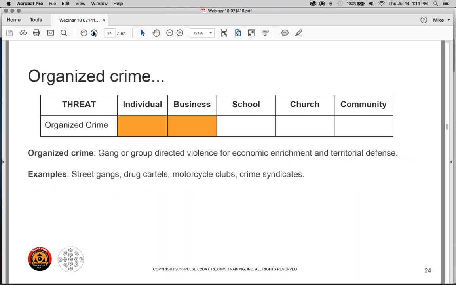Organized crime, in this case, we're talking about gang or group-directed violence, generally for economic enrichment or the defense of a territory. Examples of this would be street gangs, drug cartels, motorcycle clubs, crime syndicates like the mafia. Typical targets are individuals who would be the subject of shakedowns and other intimidation, and then businesses, where there is some attempt to put an illegal structure in place in order to exploit the business. Once again, while churches, schools, and communities feel the wrath of organized crime, their primary targets are individuals and businesses.